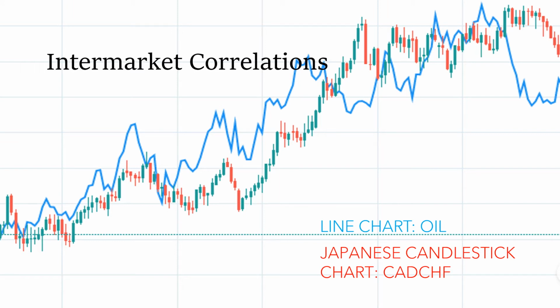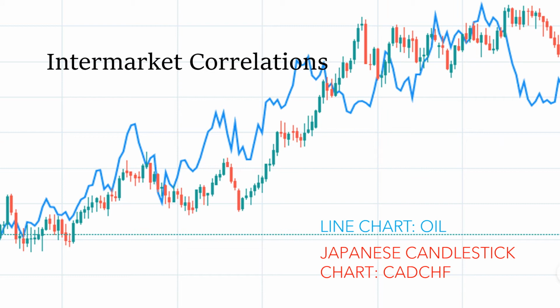And what this means is that when the US dollar increases, the price of oil tends to decrease. It also means that an increase in the price of oil will usually mean a decrease in the value of the dollar. So you can use this information to take long positions on the Canadian dollar, such as in the Canadian dollar to the Swiss franc pair when oil is rising, or take a short position on the US dollar, such as in the US dollar to Canadian dollar pair when oil is rising again.